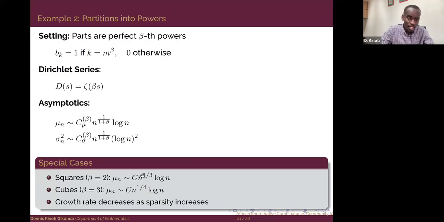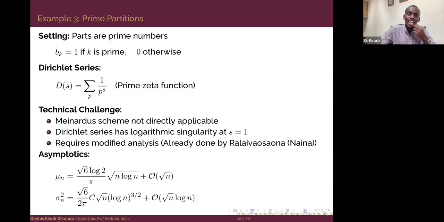If we have just the squares, you can see the behavior. This is what we call the asymptotic estimate. It's n to the third log n. If you're dealing with just squares, if it's cubes, the growth rate decreases. If you have primes, so for prime partitions, our Dirichlet series does not obey the Meinardus scheme, but now Naina has some work already done on this. So we borrowed the argument in this particular paper.